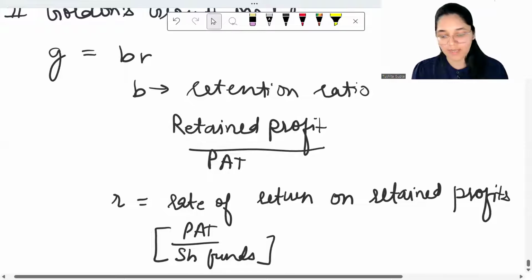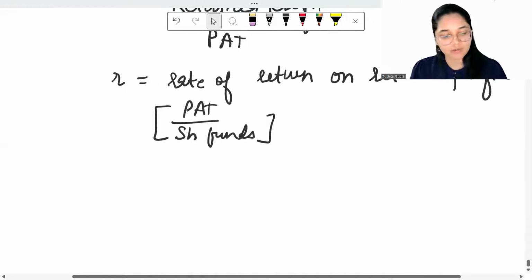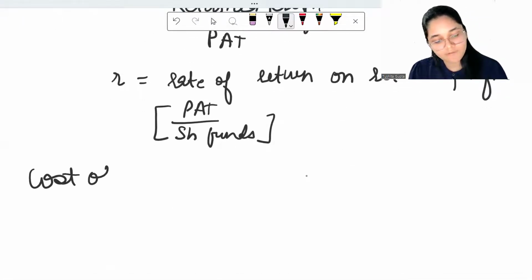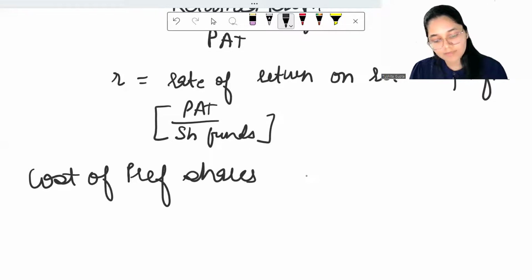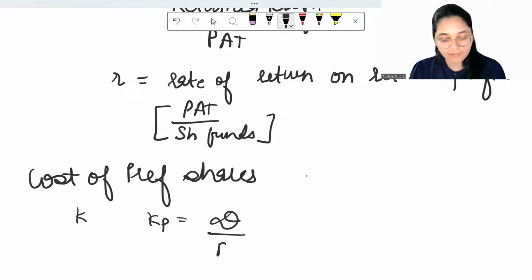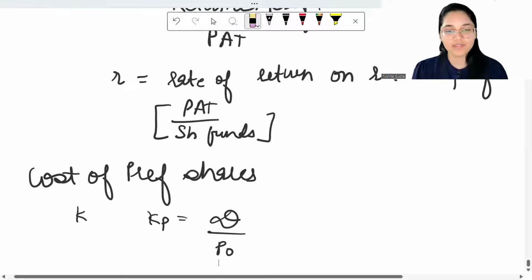Now let's get ahead. The next thing that we are going to learn is going to be the cost of your preference shares. So how do you work out the cost of preference shares? So it's a simple formula. Your KE, or you can better rewrite it as KP, is going to be equal to your dividend divided by the price. So this gives you the cost of preference shares.